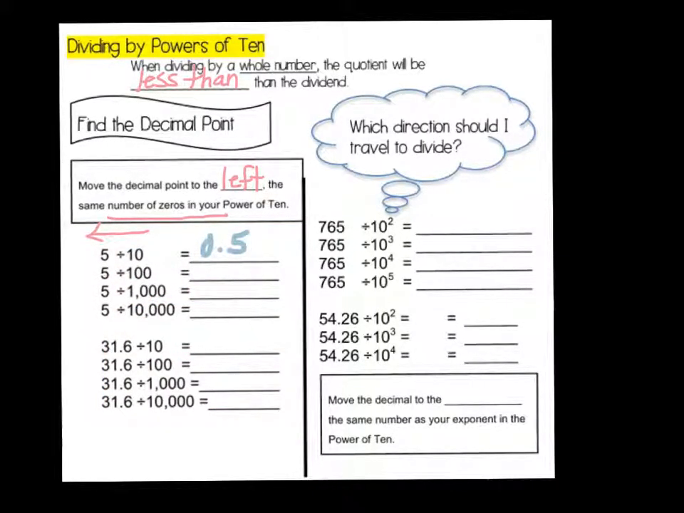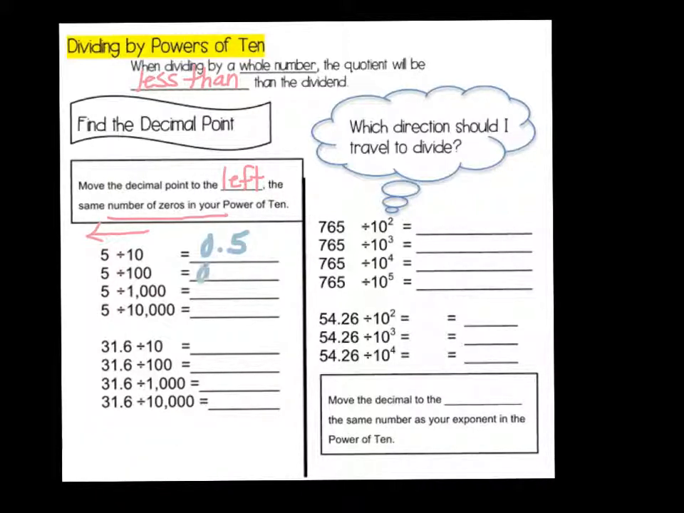So in the next number, we have 5 divided by 100. So if I put my 5, I put my decimal point after the 5. I'm going to move my decimal point 2 places because there are 2 zeros. And because I don't have anything in this place, I'm going to have to fill in a 0.